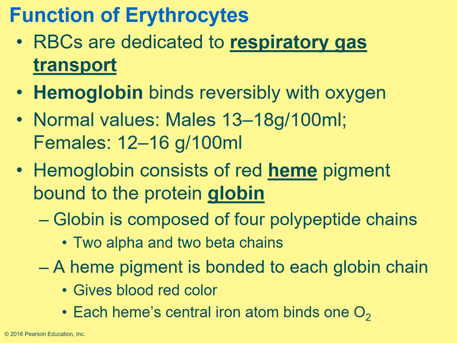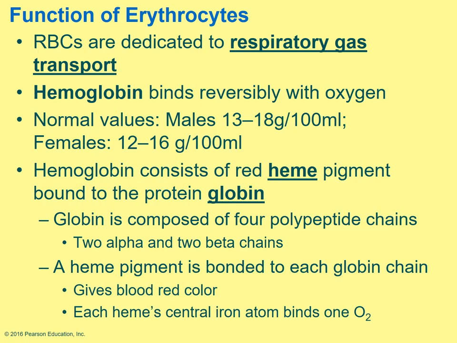So like I said, the whole purpose is to bind gas and transport it throughout the body. Normal values for hemoglobin in males is about 13 to 18 grams per 100 mils, and females 12 to 16 grams per 100 mils. The hemoglobin consists of a red pigment, which is called heme, and is bound to a protein called globulin. The globulin has 4 different chains to it.